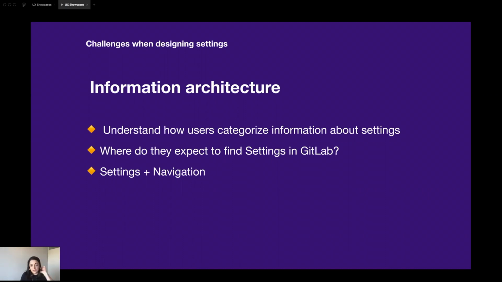Today, we know that similar to navigation, settings has been a consistent issue in GitLab. Navigation affects the understanding of the product and how users are able to complete their tasks. The reason is settings in general deals with both detail and non-detail focused tasks. That means that when it comes to navigating and working with GitLab, users tend to manage options specific to the task they want to complete, but also look into broader general settings. We need to understand how users categorize information about settings and also where they expect to find settings in GitLab.